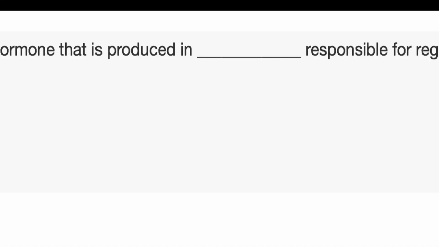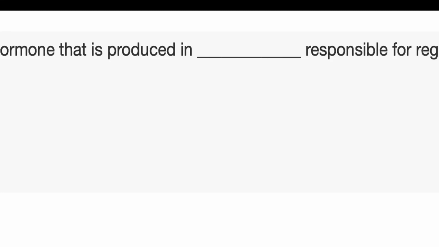Now we are talking about another hormone. Glucagon is a hormone that is produced in dash, responsible for regulating blood glucose levels. Option A, liver. Option B, pancreas. Option C, stomach. Option D, kidneys.